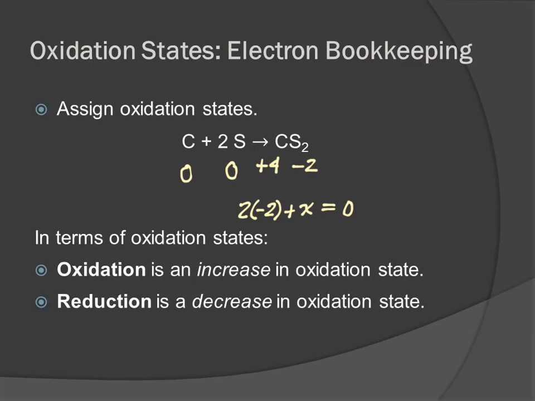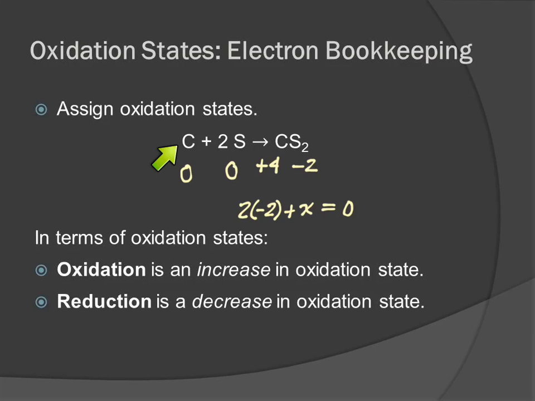Now, can we identify what's being oxidized and what's being reduced? If we're going from an oxidation number of 0 to +4, it's oxidation. It's a loss of electrons. In terms of oxidation states, oxidation is an increase in the oxidation number. The oxidation number becomes more positive because electrons are being lost. We can't really pin it down, but this kind of virtual accounting system helps us to see what's going on.